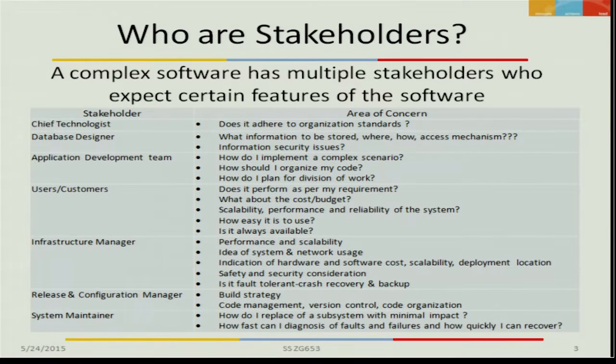So who are the stakeholders? If you are building a complex software, the software has multiple stakeholders who expect certain features of the software. These stakeholders expect certain characteristics, certain features, certain behavior of the software when it is implemented. Now you might ask what happens when the software is already built. Does it mean that the architecture plays no role? Of course, architecture plays a role there also.